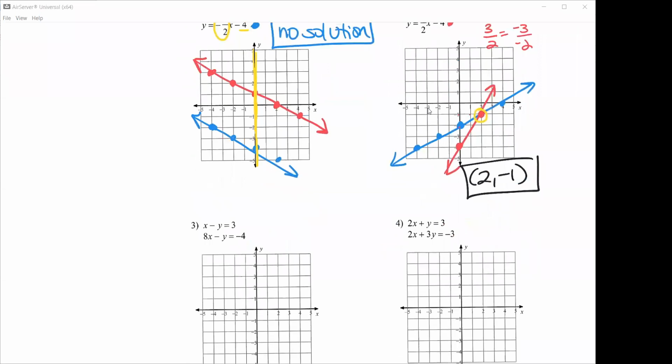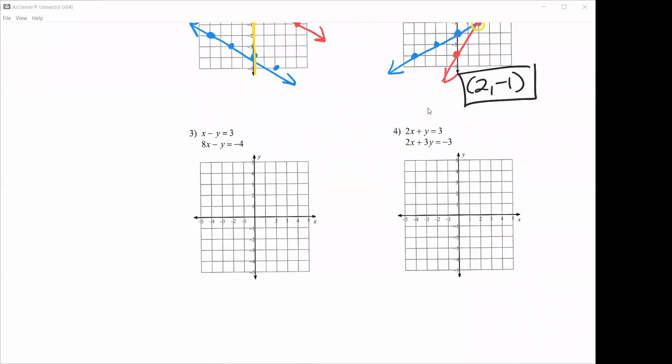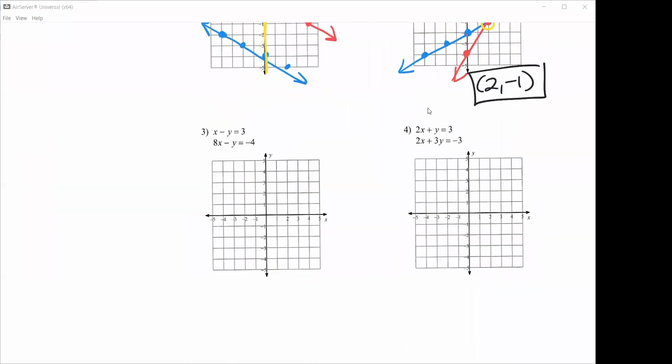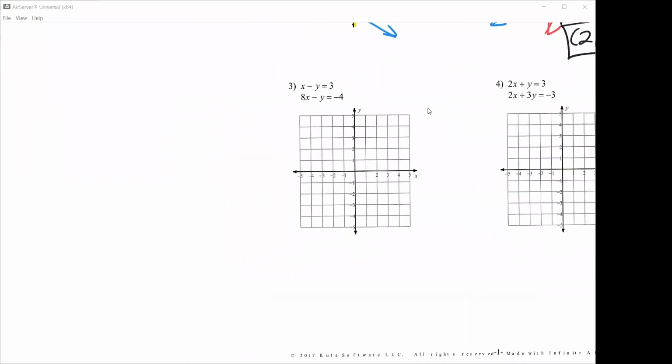All right, number 3. The challenge with this one, and I think this is where there's some confusion, is that you have to rewrite these in slope-intercept form, okay? So I'm going to start with this one right here. I have x minus y equals 3, and I have to write it like the first two problems that we were doing. They need to look like y equals mx plus b so that we can graph them.